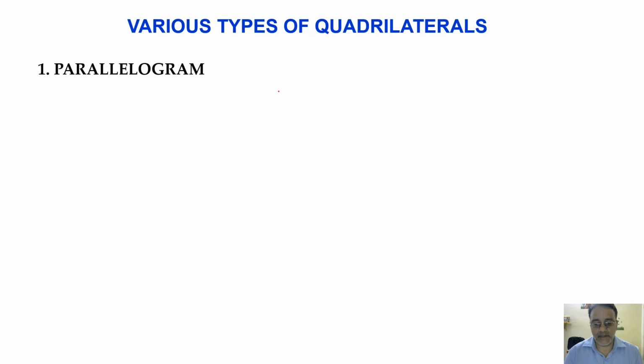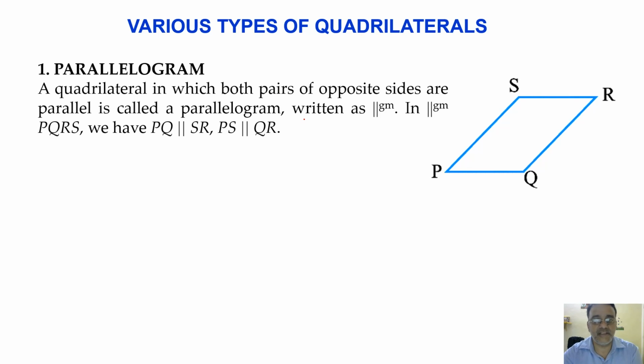First, parallelogram. Parallelogram, it is a quadrilateral in which both pairs of opposite sides are parallel to each other. So here PQ is parallel to SR and PS is parallel to QR. Okay, and we used to write in short parallelogram in this symbol. Okay, right. Now let us move towards rectangle.